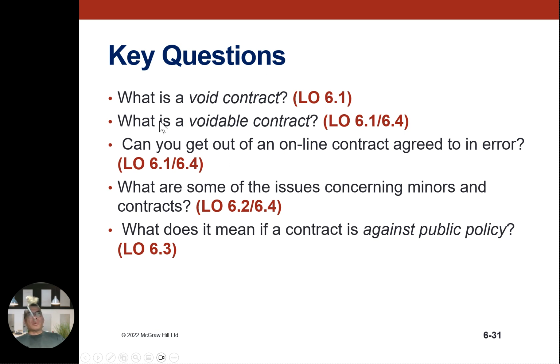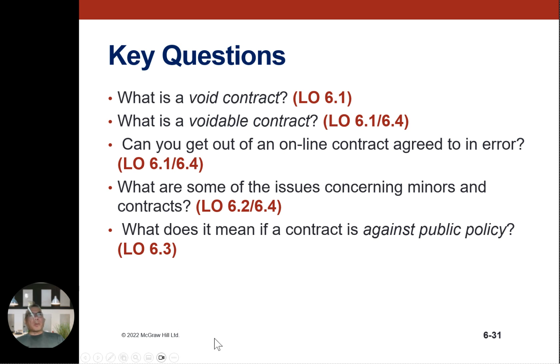We're going to go step by step. The quick questions. Number one: what is a void contract, and what is a voidable contract? 6.2.4: Can you get out of an online contract or an agreement made in error? Can you get out of it? What are some of the issues concerning minors under contract? Minors are people below 17 or 18 years old, depending on which province or state in the U.S. What does it mean if a contract is against public policy?